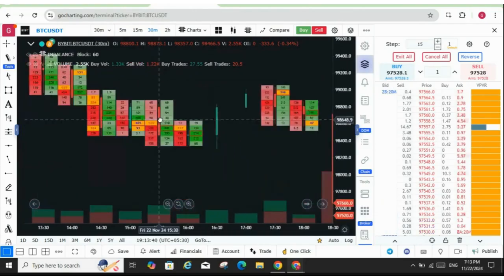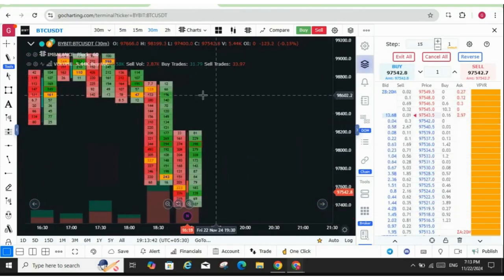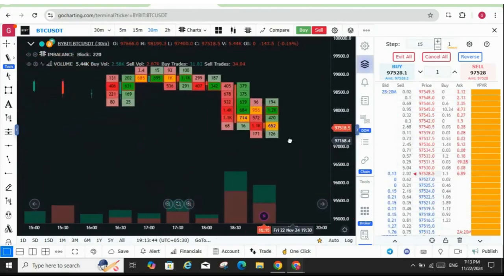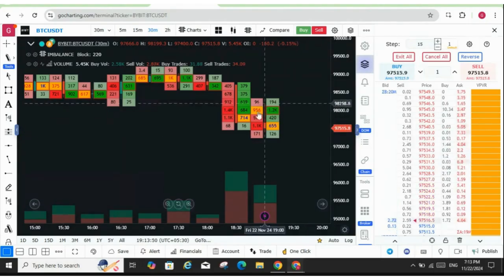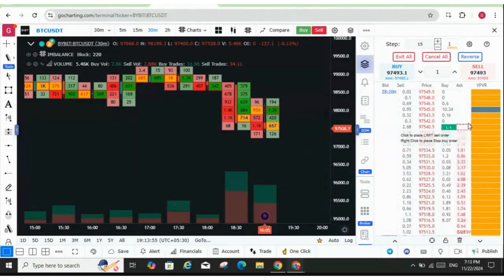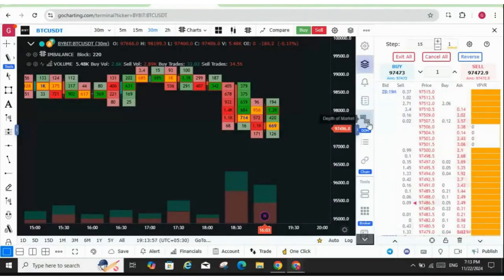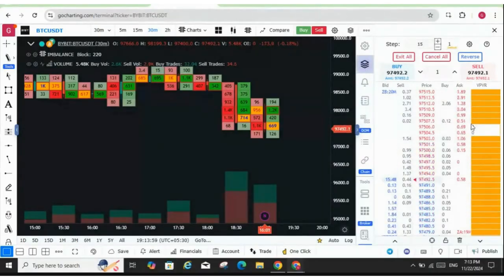Now in the footprint chart, you are not getting limit orders, but you are getting the market orders which are executed against these limit orders. So these things you get on the footprint chart. These are executed market orders, and in the DOM, which you call depth of market, you get the limit orders, limit buy and limit sell.